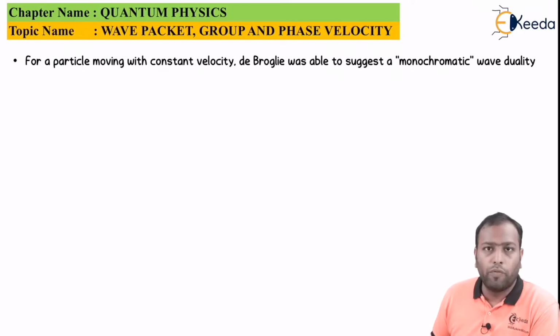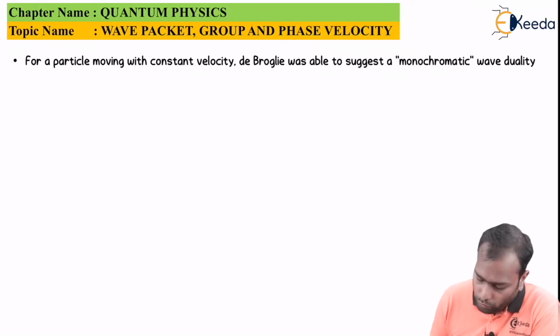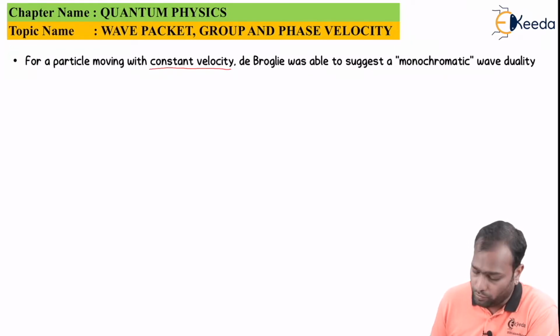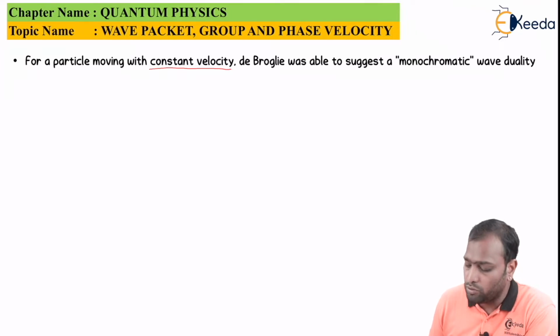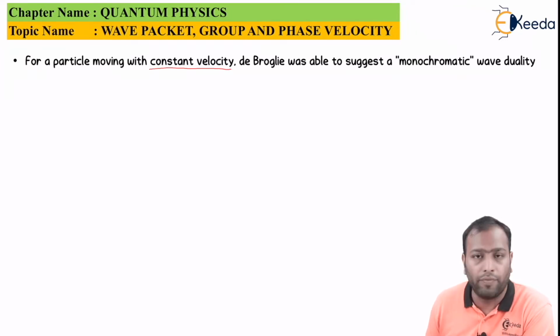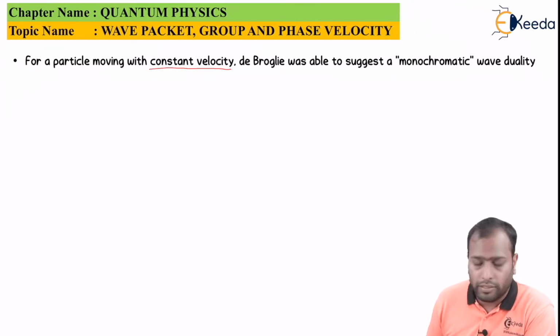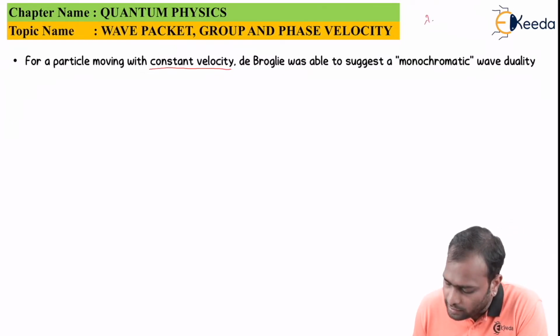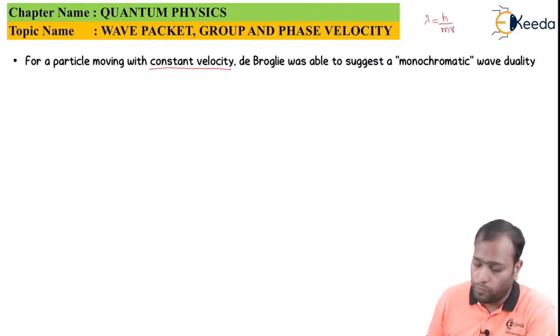For a particle moving with a constant velocity. Now, do you understand what we mean by a constant velocity? Well, a velocity which is not changing with respect to time. De Broglie was able to suggest a monochromatic wave duality. To understand the sentence in a simple way, you know that lambda is equal to h upon mv. If mass is constant and v is constant, of course, you are going to get a constant value of lambda.